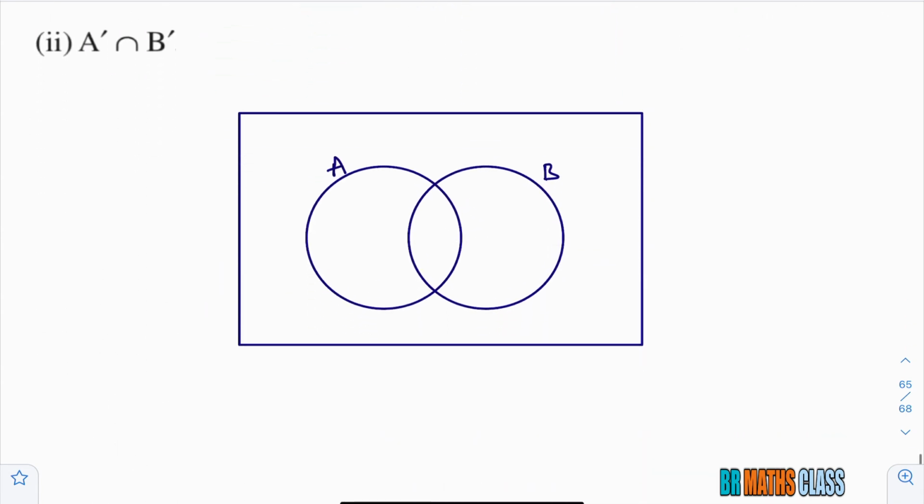Okay, see this A dash intersection B dash. A dash means what? A dash means not A. First what I'll do, I'll mark not A. You observe here Venn diagram is there, right? I'll mark which one is not A. A dash, whatever I'm marking now, that is A dash. A dash means not A. Other than A, full part, you can observe, other than A, full part I am marking here. Other than A, full part I marked here, right? Whatever the colored part is there, that is A dash.